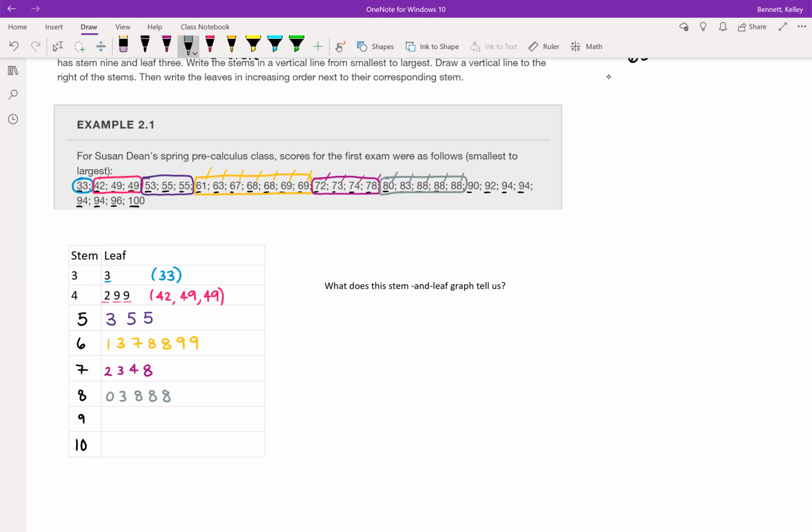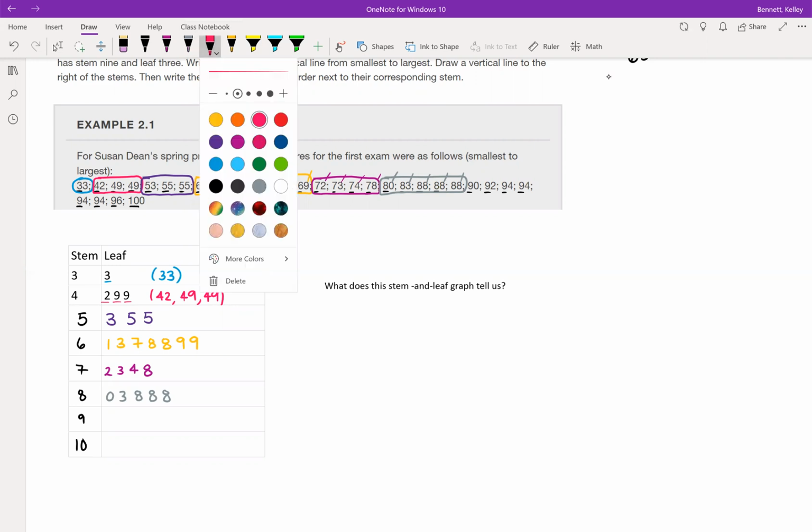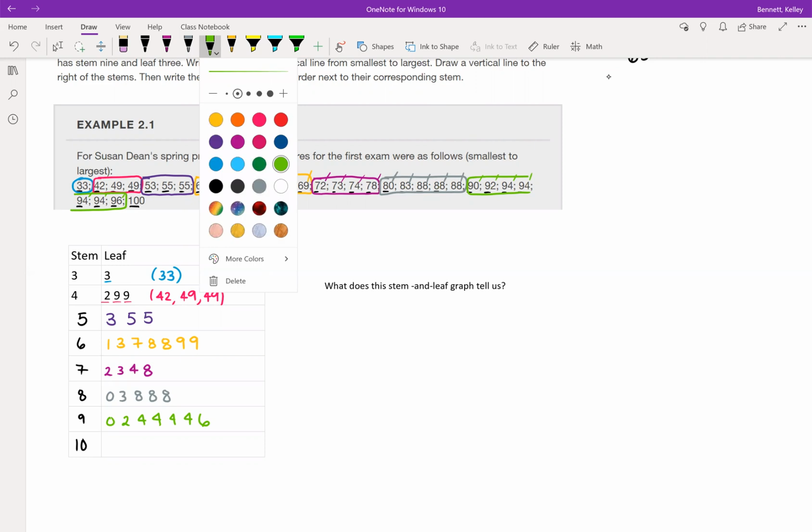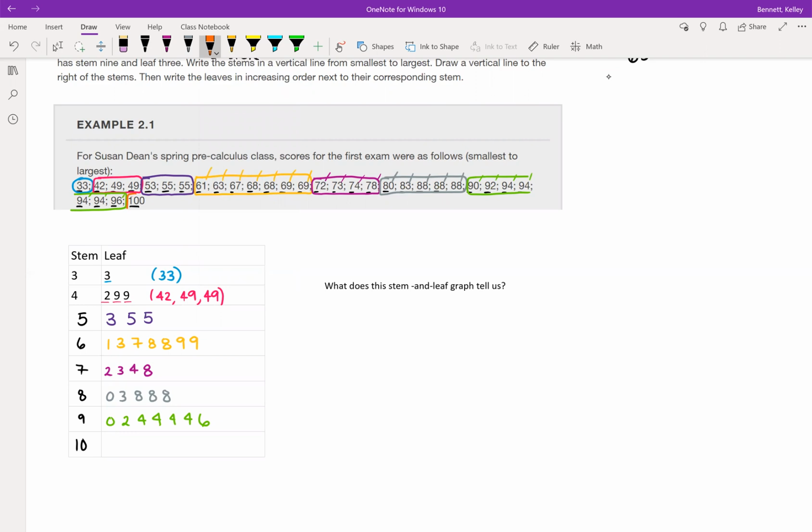All right, 2 more classes to go. So now we're doing the 90s. We're going to have 0, 2, 4, 4, 4, 4, 6. And then for the last one, for the hundreds, we only have 1. And so we're just going to write that 0.